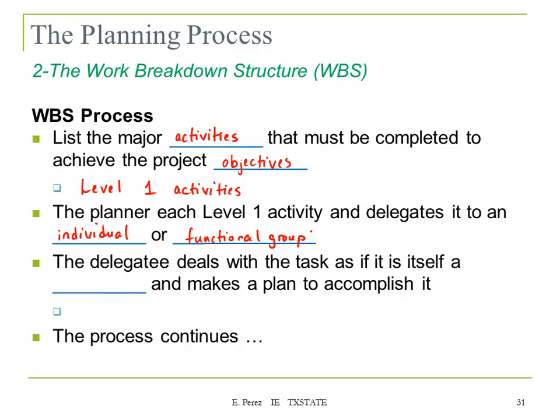The manager deals with the task as if it is itself a project and makes a plan to accomplish it. That's what we call level 2 activities. So again, going back to the same example, let's say we want to add this new feature to the cell phone. So the programmers or computer department of the company will take care of that new feature. So you're going to assign that task to that functional department, and that department is going to take that task and work on it as if it were a project itself. And it's going to be responsible for assigning the subtasks for that part of the project. And that's what we call level 2 activities.